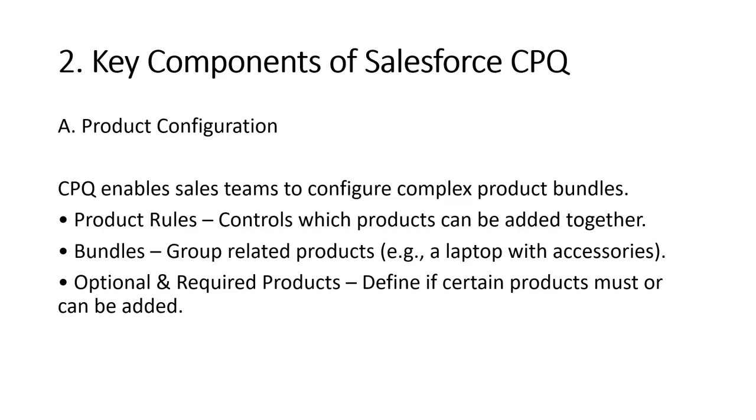So here are the key components of Salesforce CPQ. As we discussed, it starts with product configuration. CPQ enables sales teams to configure complex product bundles through product rules. Product rules basically control which products can be added together, and we can also group related products through bundles. There are also optional and required products, so we can define if certain products must or can be added to the bundle.